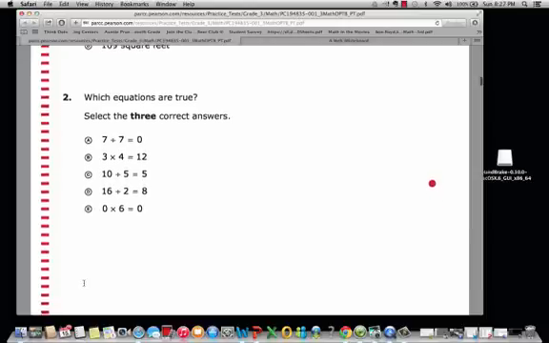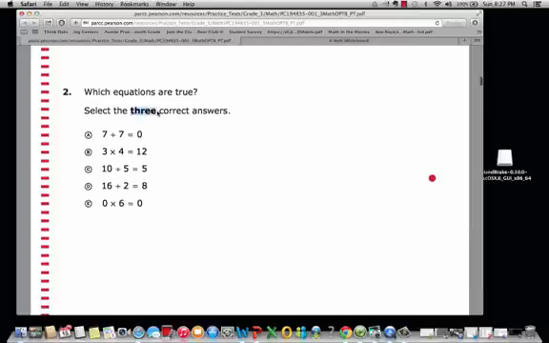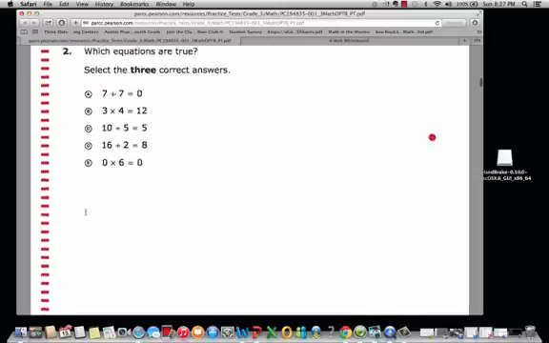Next one, which equations are true? Select 3 correct answers was the big issue here. 7 divided by 7 is not 0, it's 1. 3 times 4 is 12, that was true. 10 divided by 5 is not 5, it's 2. That's not true. 18 divided by 2 is 9, yes, and 0 times 6 is 0. So you should have had B, D, and E.